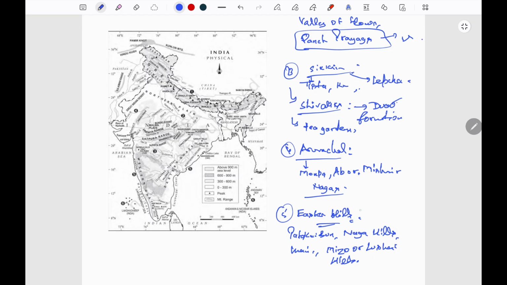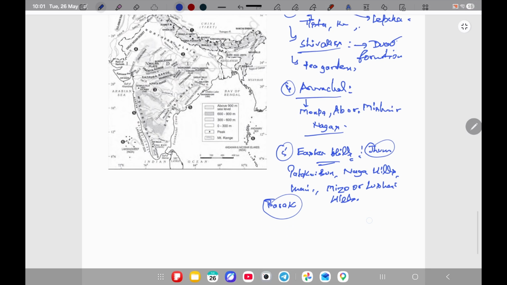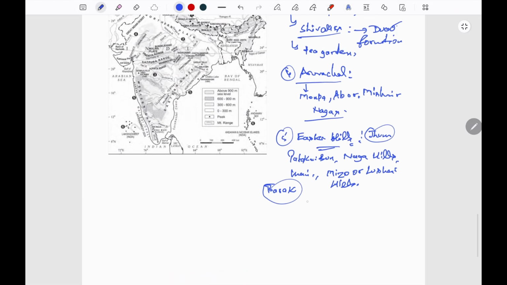Here Jhum cultivation is followed, and Barak is the most important river flowing through this region. There is also the presence of a large lake like Loktak Lake. And then there is the Molasse Basin, which is the name for Mizoram. Why? Because it is made up of unconsolidated deposits.